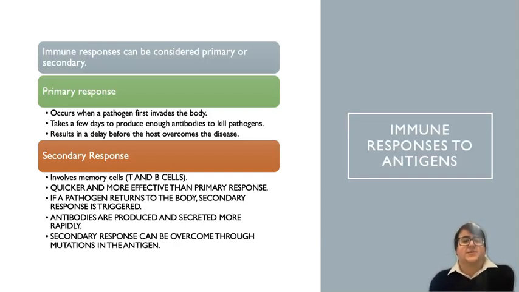The secondary response involves memory cells, which are your T and B cells. It's quicker and more effective than the primary response, and if a pathogen returns to the body once you've already been infected, the secondary response is triggered. Antibodies are produced at an incredibly fast rate, and they're secreted more rapidly, so the secondary response can make sure you get better before you ever get sick. This response can be overcome by pathogens through mutations in the antigen, changing the shape, and then the antigen is no longer recognized, and the memory B cells and memory T cells no longer work.